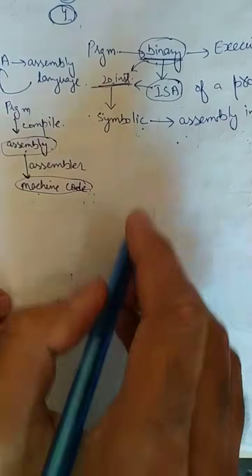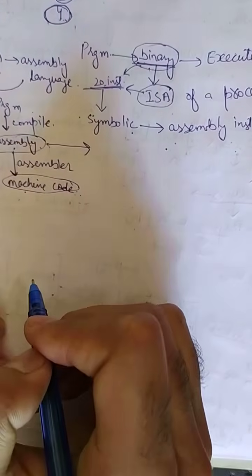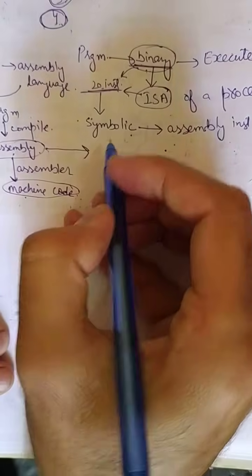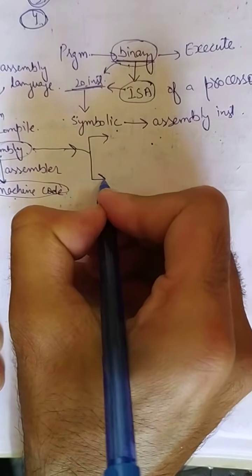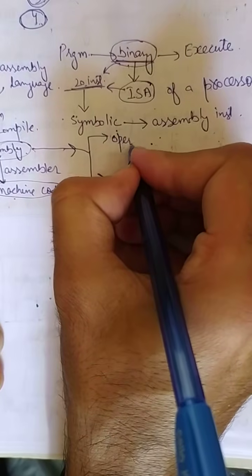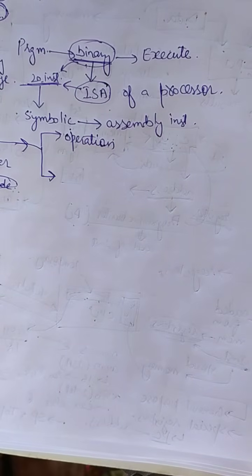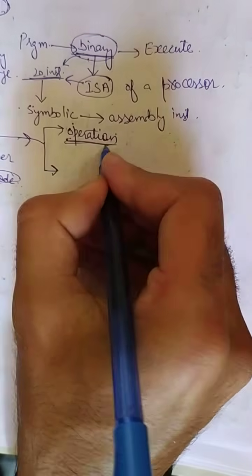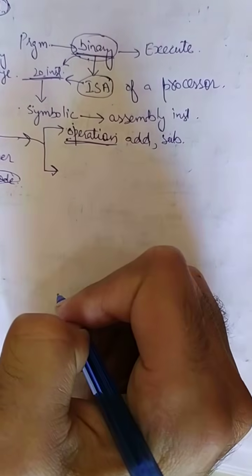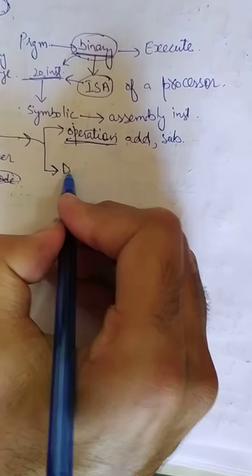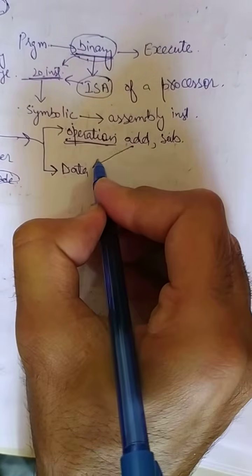And the assembly instruction or the machine instruction, the format of the instruction is such that instruction has two parts. One part is the operation. What type of operation we want to do with the instruction. For example, there are many different instructions. So one instruction may be add, and in add instruction, the operation is add. Or in subtract instruction, the operation is subtract. The second part is the data on which this operation is to be performed.